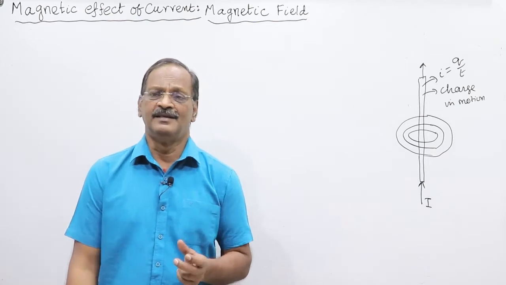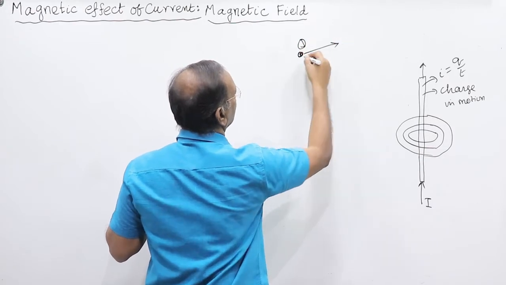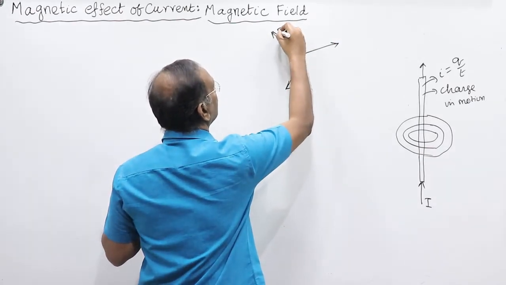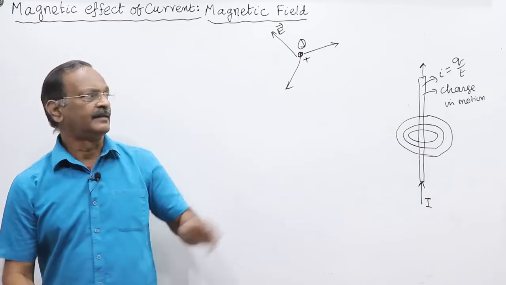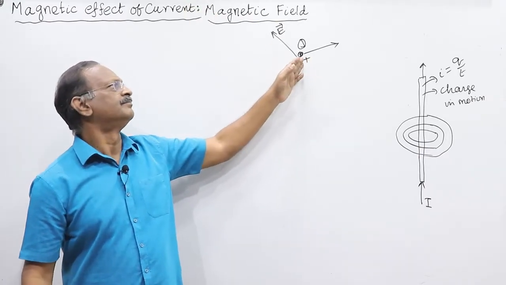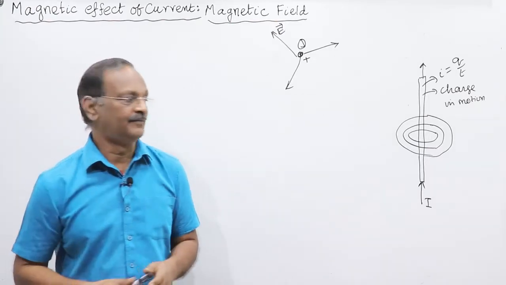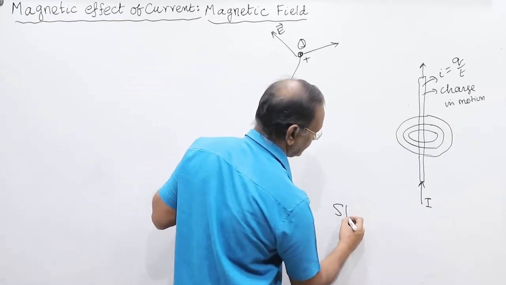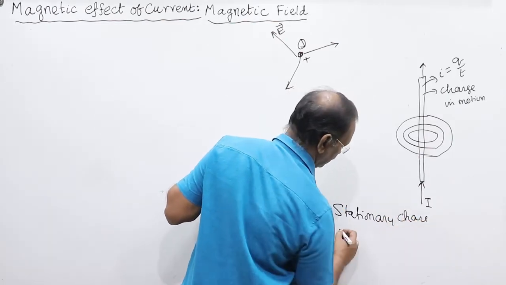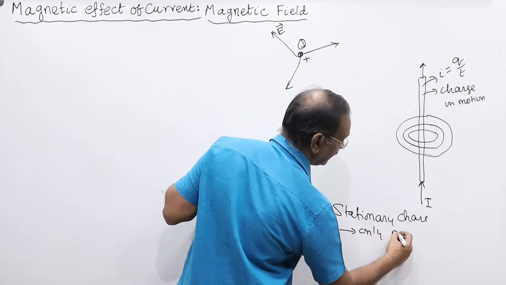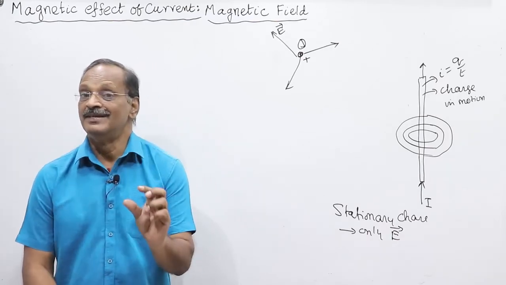A stationary charge, as we have seen in electrostatics. Suppose a charge is placed here, it will produce an electric field around it. If it is a positive charge, the electric field lines will start from the positive charge and go out. So a stationary charge can produce only electric field. This is a point to be noted. A stationary charge produces only electric field around it.